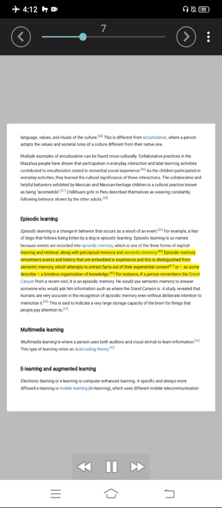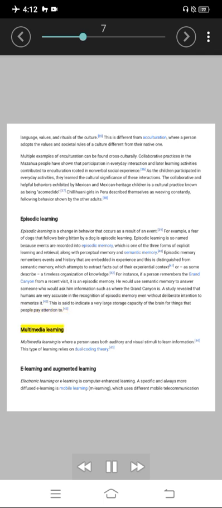Or, as some describe, a timeless organization of knowledge. For instance, if a person remembers the Grand Canyon from a recent visit, it is an episodic memory. He would use semantic memory to answer someone who would ask him information such as where the Grand Canyon is. A study revealed that humans are very accurate in the recognition of episodic memory even without deliberate intention to memorize it. This is said to indicate a very large storage capacity of the brain for things that people pay attention to.